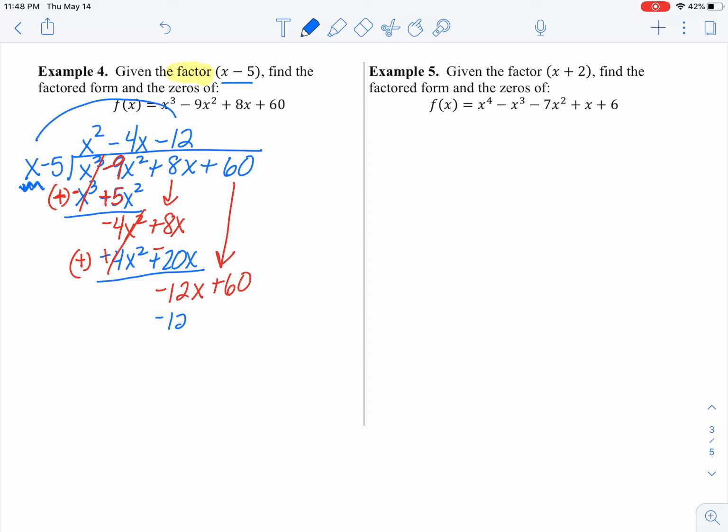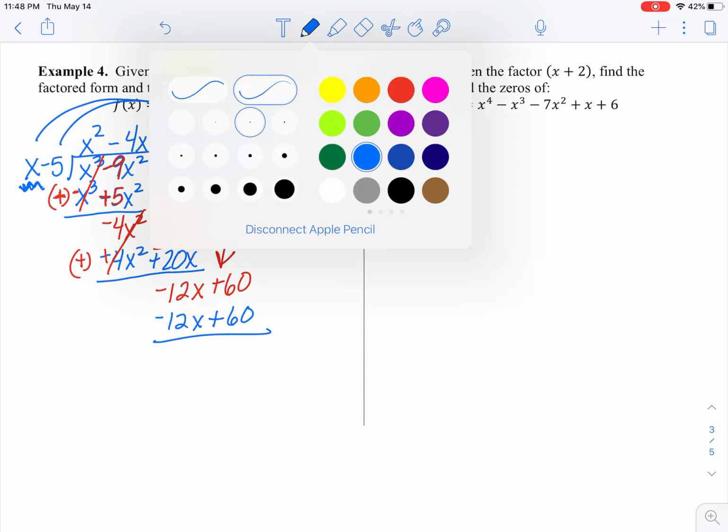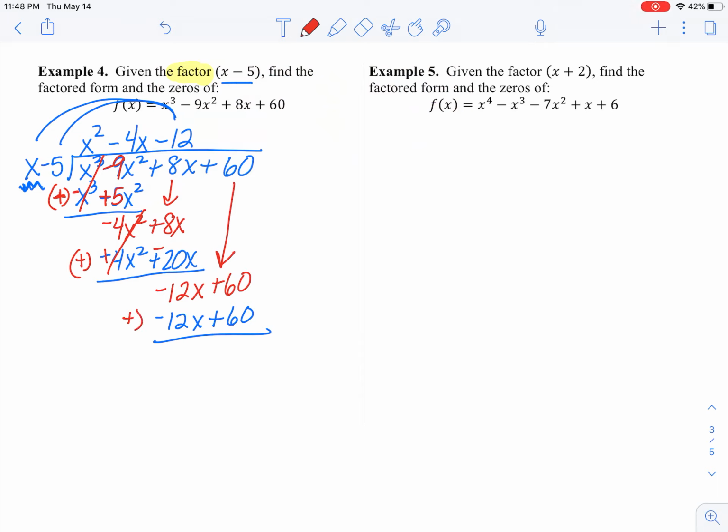Negative 12 times x is negative 12x. Negative 12 times negative 5 is a positive 60. And then we're going to subtract, which is the same as adding the opposites. So I changed their signs. And negative 12x plus 12x cancels. 60 plus negative 60 is 0. We got 0 because it was a factor. We knew it would divide in evenly.